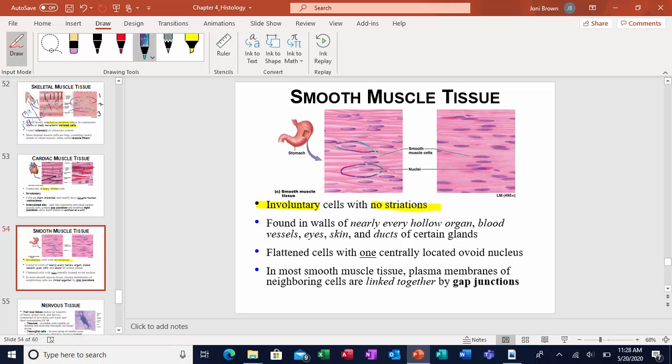Cardiac is striated, the cells are branched, connected by intercalated discs. It's involuntary, and it is found in the heart. Skeletal is voluntary and striated, and it attaches to the bones. Those are your three types of muscle tissue.